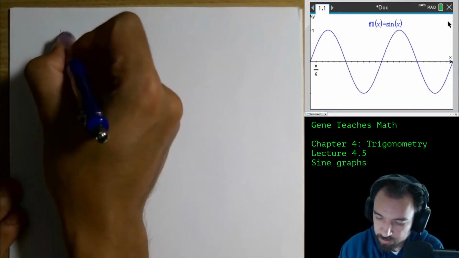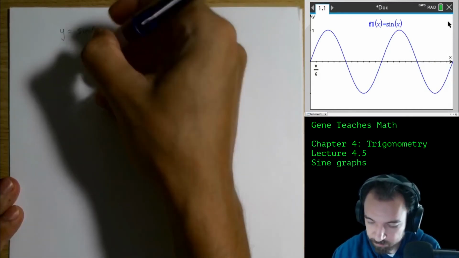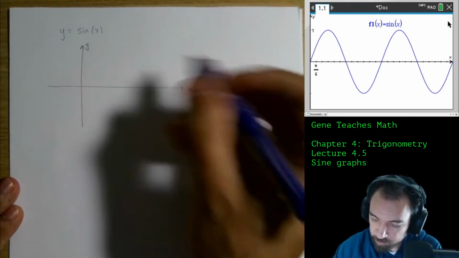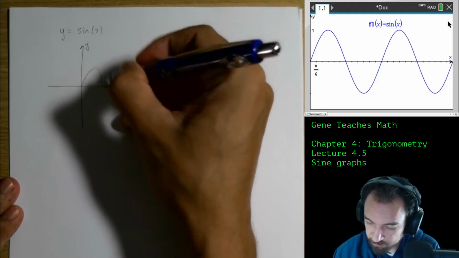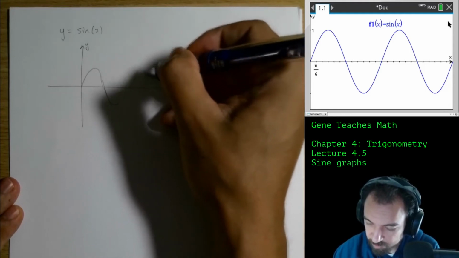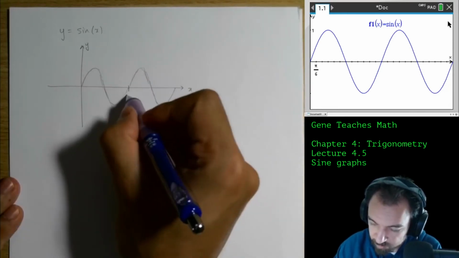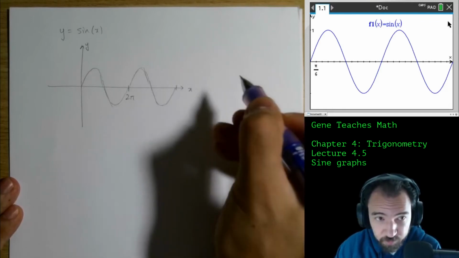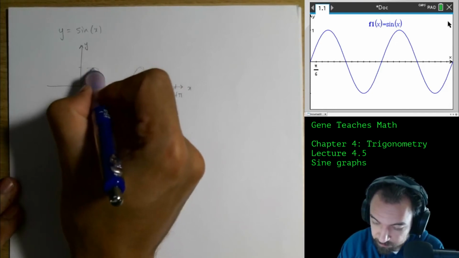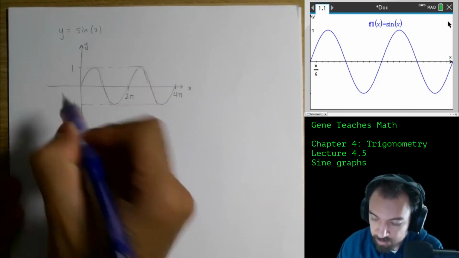All right, so now that we have a graph of y equals sine of x, this graph, we understand, is going to repeat itself every 2 pi radians. So if we sketch it out like this, we understand that from here to here is 2 pi radians, and from here to here is another 2 pi radians, so that's 4 pi total. We understand that the maximum value here is 1, and the minimum value is negative 1.